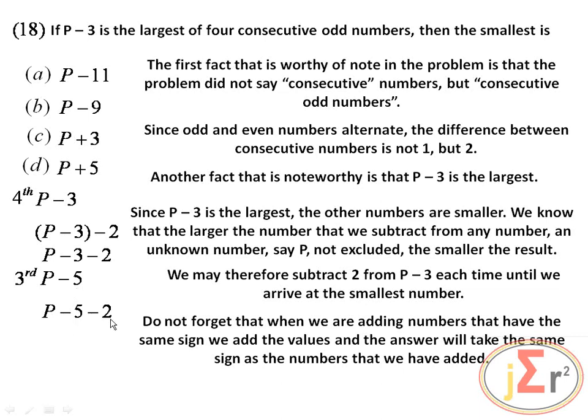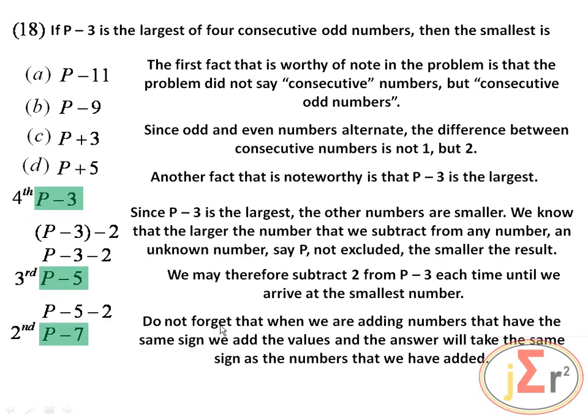As a matter of fact, our argument is that this one is the largest. So if we want a smaller number, we have to subtract and subtract and subtract. But because we are talking about consecutive odd numbers, we are subtracting 2 each time. So now we have p minus 7, and that is your second number.